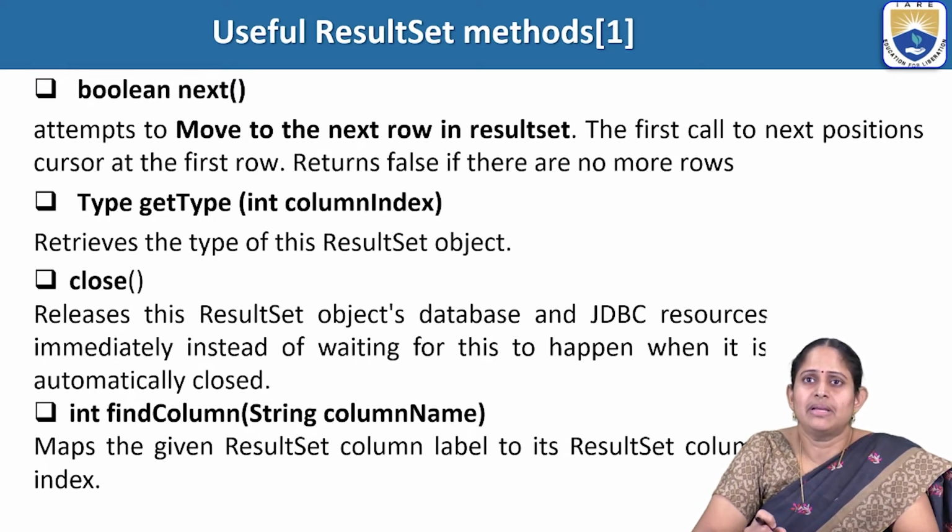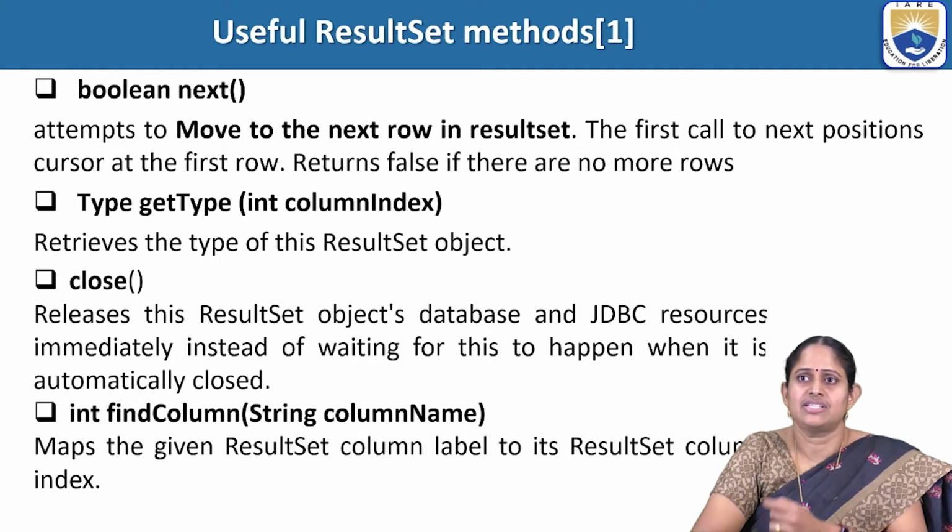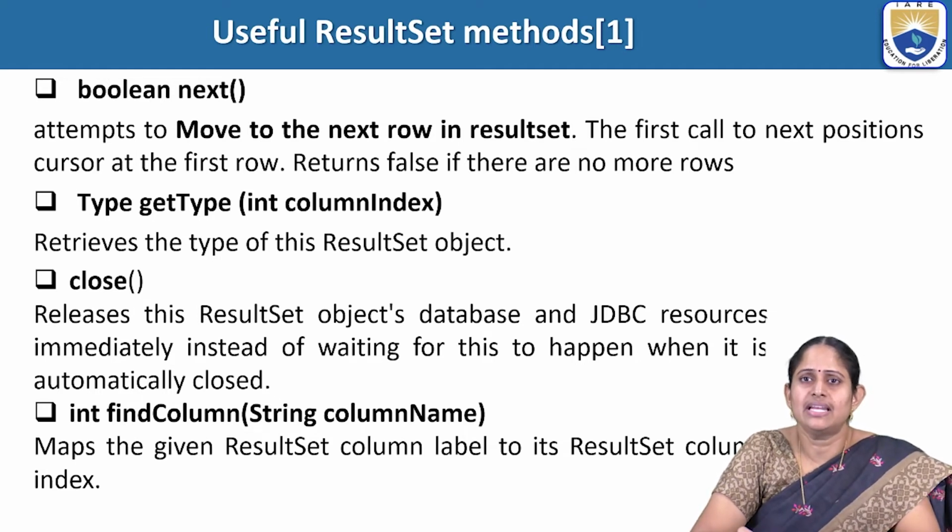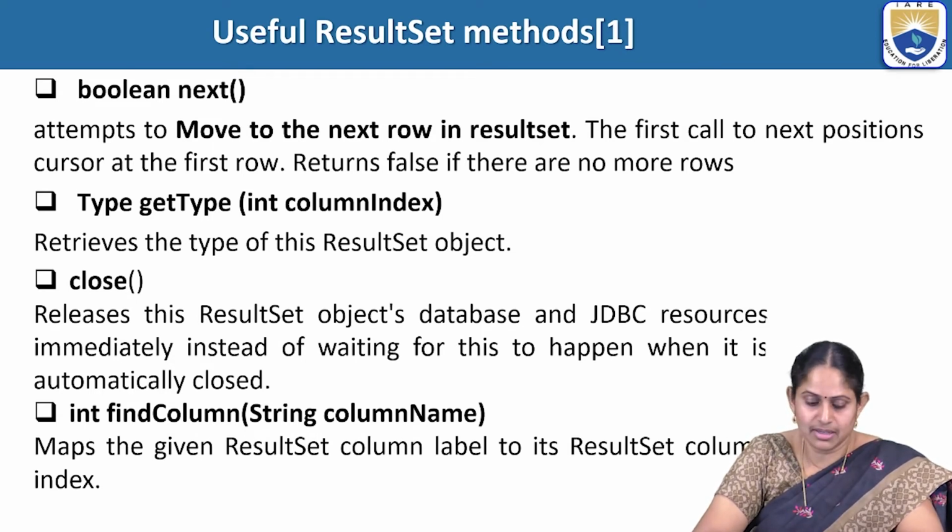The getType method retrieves the type of the result set object. The close method releases the result set object's database and JDBC resources immediately, instead of waiting for this to happen when it is automatically closed. The findColumn method maps the given result set column label to its column index.